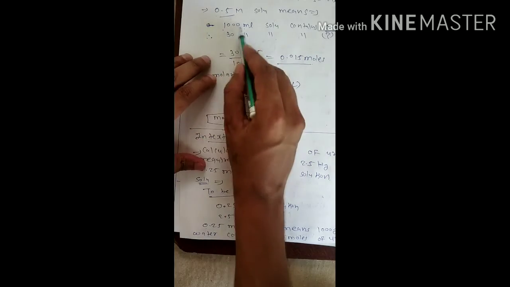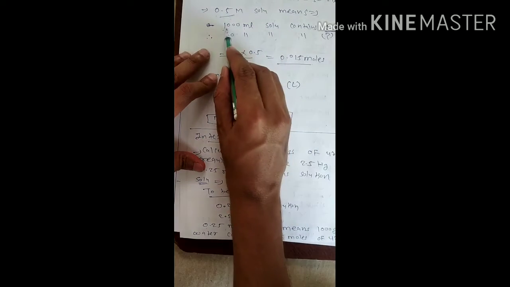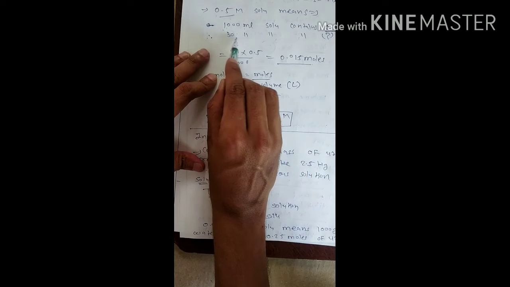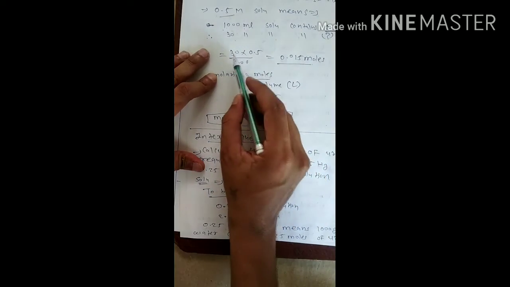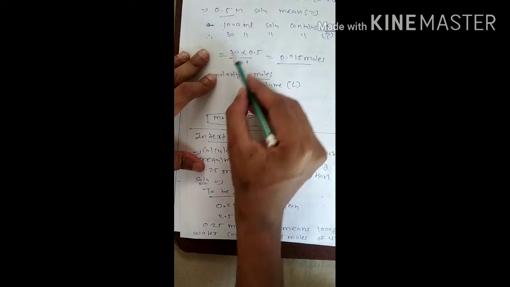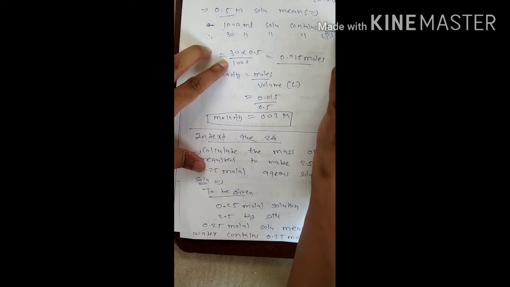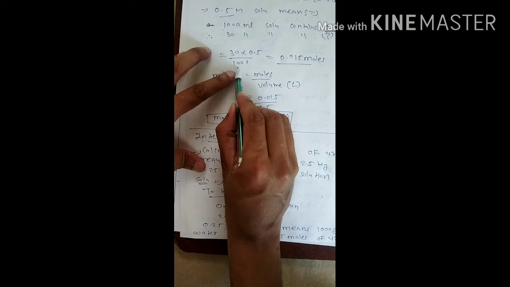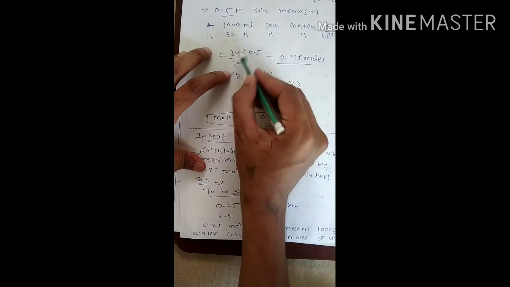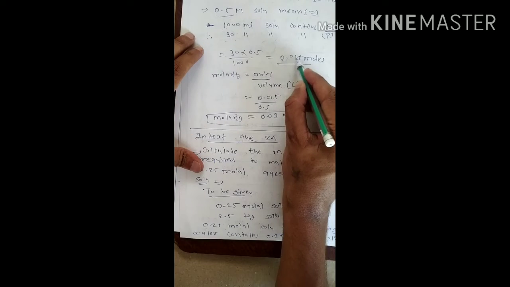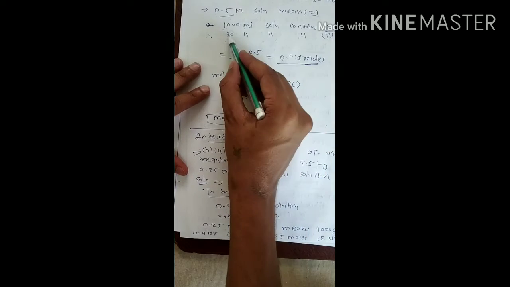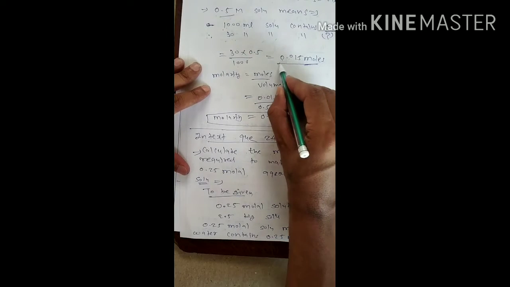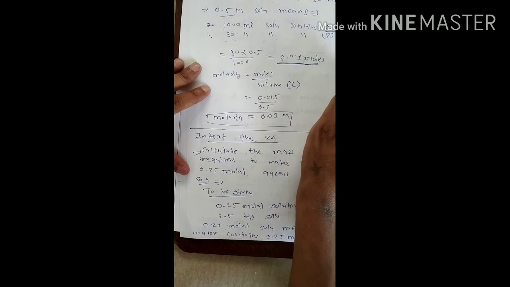Now this value is in 1000 ml. We have only 30 ml. So 30 ml solution contains how much moles? So by cross multiplication we get this 30 into 0.5 divided by 1000. If you do this calculation, what will you get? 0.015 moles. So in 30 ml we have this much amount of moles.